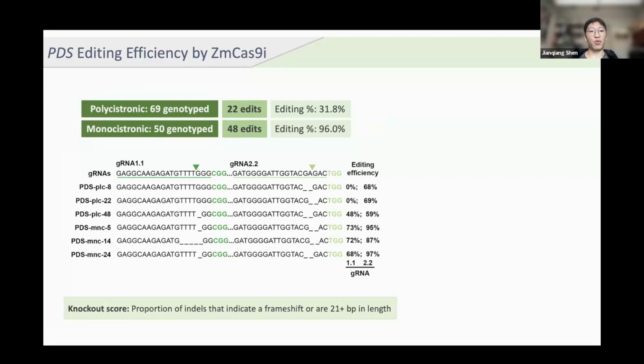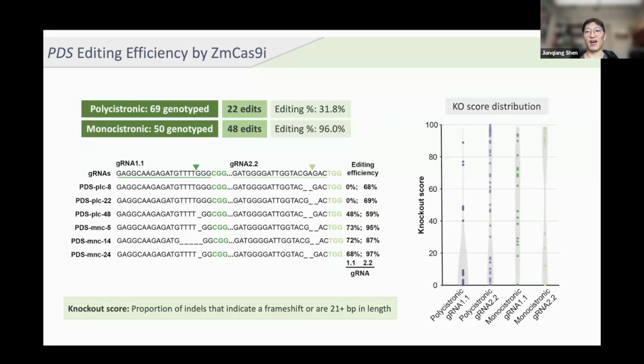And we also defined the knockout score as the proportion of indels that indicate a frame shift, or a deletion or insertion more than 21 base pairs in length. So here is the knockout distribution of the guide RNAs, which is pretty good.